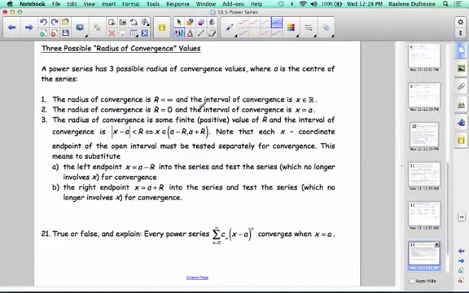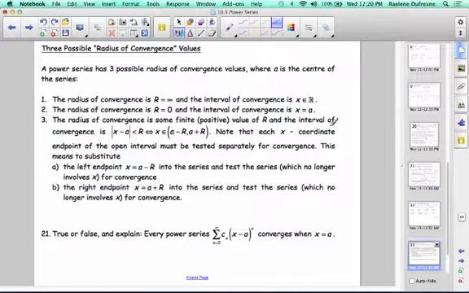The second value for the radius of convergence is 0, which means that the power series will only converge at the center of the series, namely when x is equal to a. And the third possibility for the radius of convergence is that there is some finite positive value of r. Of course, r for radius has to be positive, which is why I've put it in parentheses.